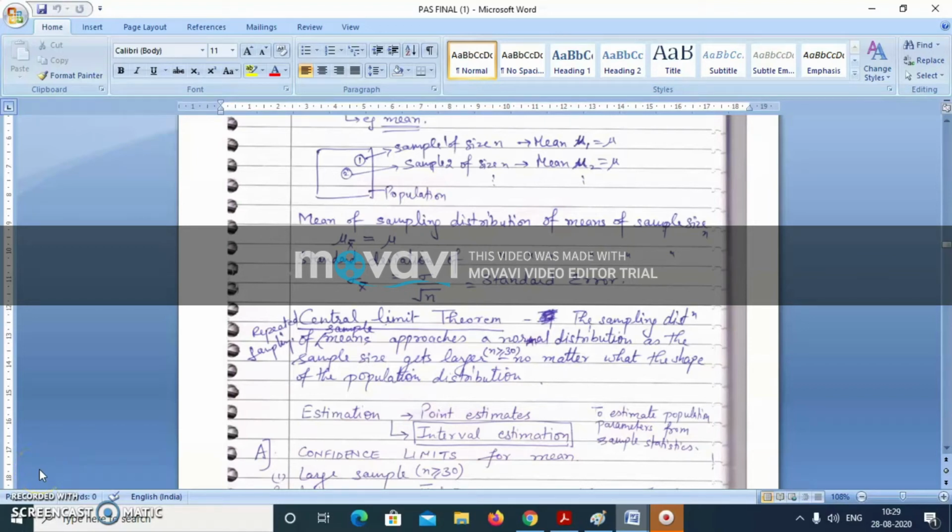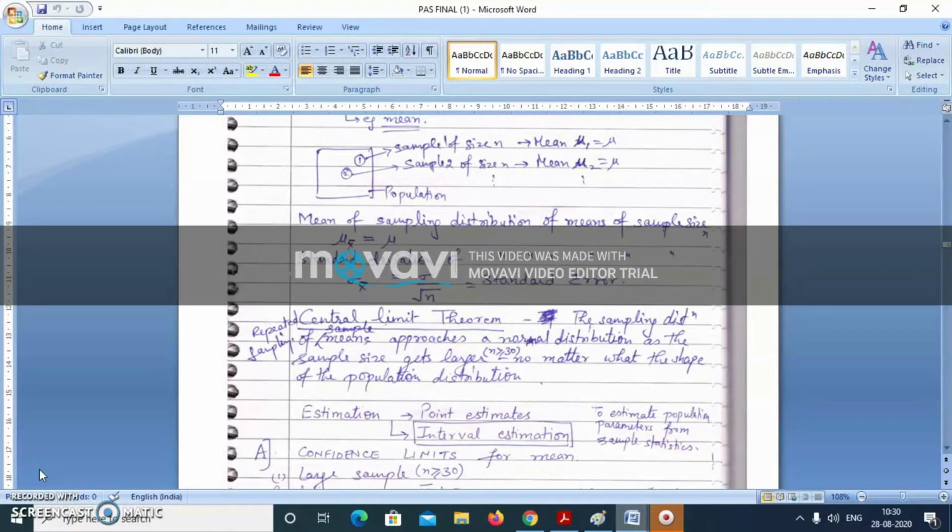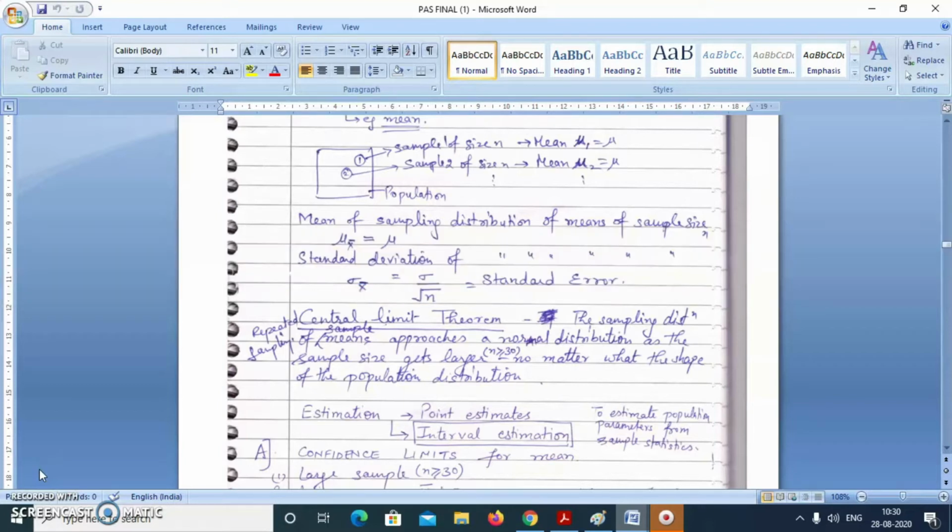Good morning, students. So today we'll study estimation, chapter number 7 of the book by Leaf. In this chapter, basically, we'll try to estimate population mean from sample mean. Under estimation, we'll try to understand these two terms, point estimate and interval estimate.